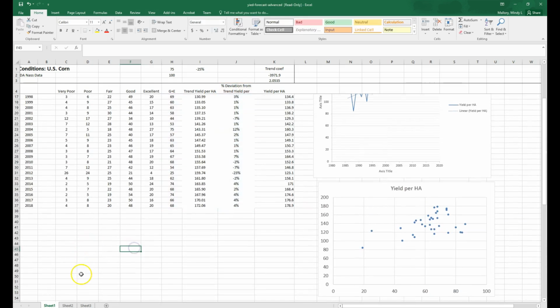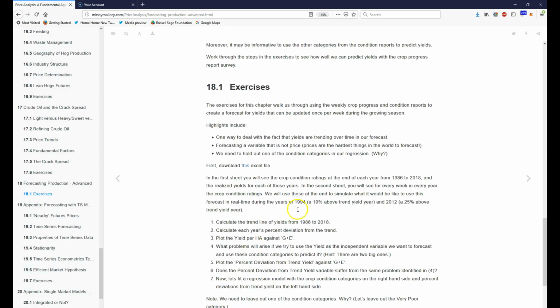Before we move on and talk about the next thing, I noticed there was something here we didn't talk about yet. And that was this part of number 4. What problems will arise if we try to use the yield as the variable we want to forecast and use these condition categories to predict it? And I said there's two big ones. We covered one, that was the trend.